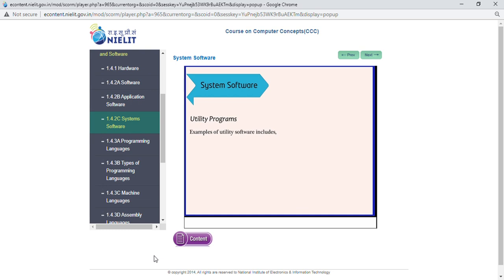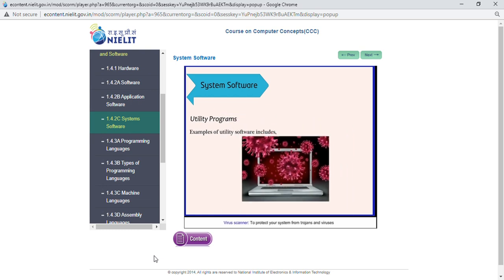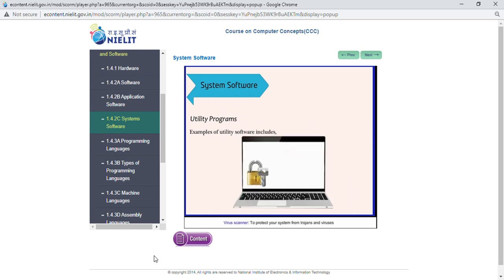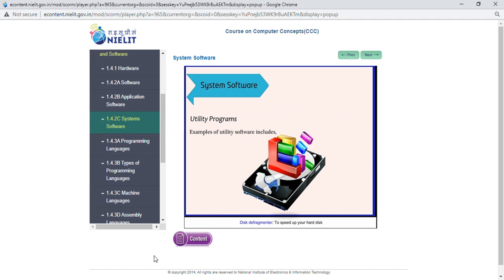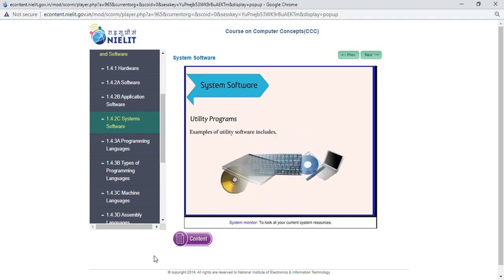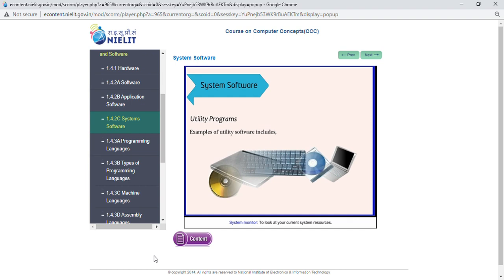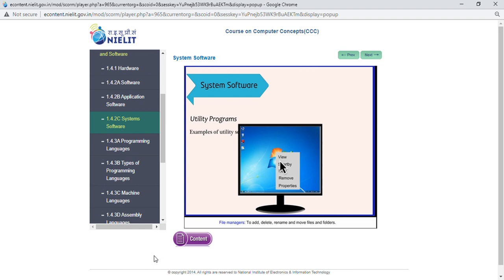Examples of utility software include virus scanner to protect your system from trojans and viruses, disk defragmenter to speed up your hard disk, system monitor to look at your current system resources, file managers to add, delete, rename and move files and folders.